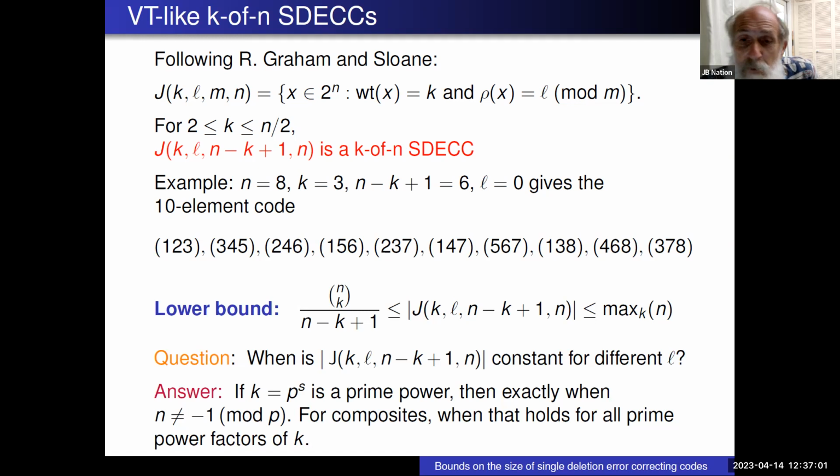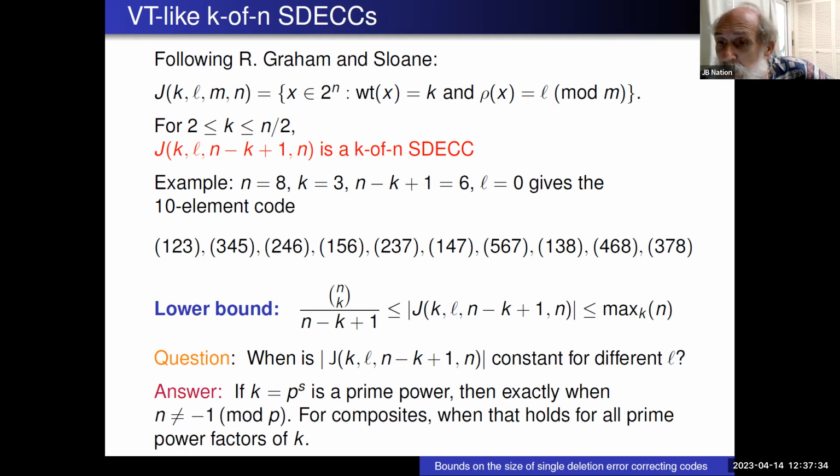Okay. So that means this is a lower bound for the maximum size of a K of N single deletion error correcting code. Namely, you take all the possible words like that, of which there are N choose K, split them up into N minus K plus 1 equivalence classes, modulo N minus K plus 1, and that's the maximum size.